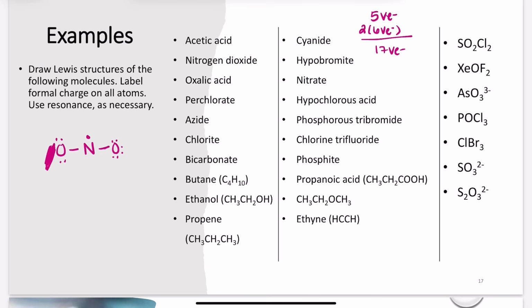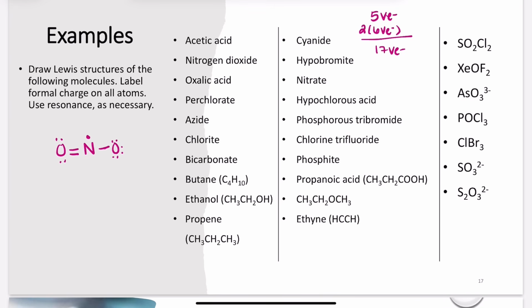My nitrogen does not have its octet though. So one of my oxygen atoms is going to donate a pair of electrons to form a double bond to nitrogen. Now notice I still do not have an octet on nitrogen, but I literally can't do any more. This is the correct Lewis structure of nitrogen dioxide.